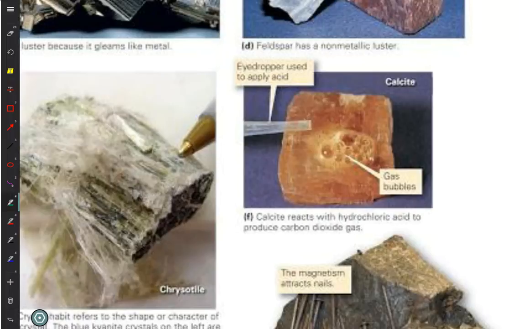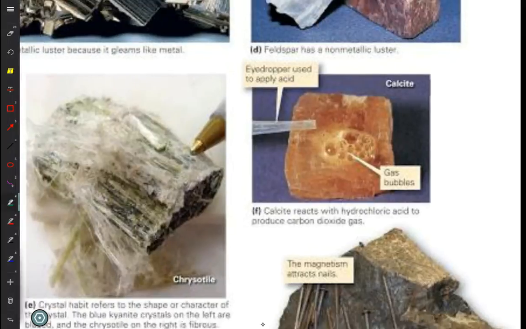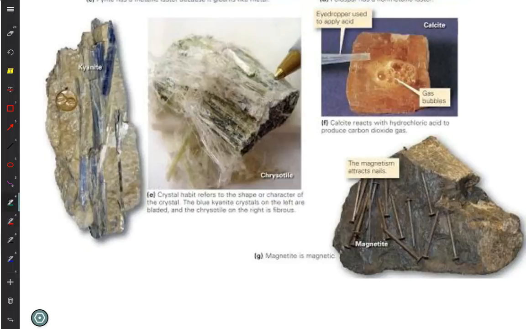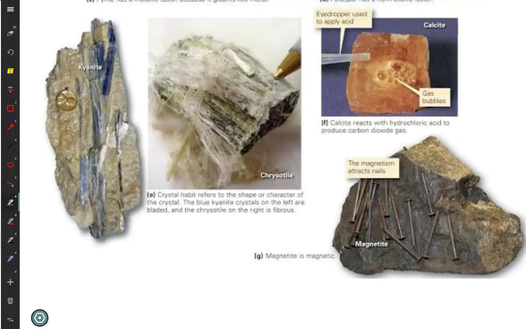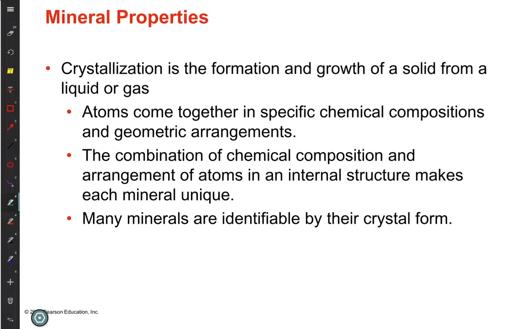Now this here has a reddish color. Probably it has iron in it. It's some kind of impurity that gives it that color. And finally, magnetite. Those nails are there because they put them there and they're attracted to the magnetic magnetite. It's a magnetic stone. So let's talk about this identification of stone.